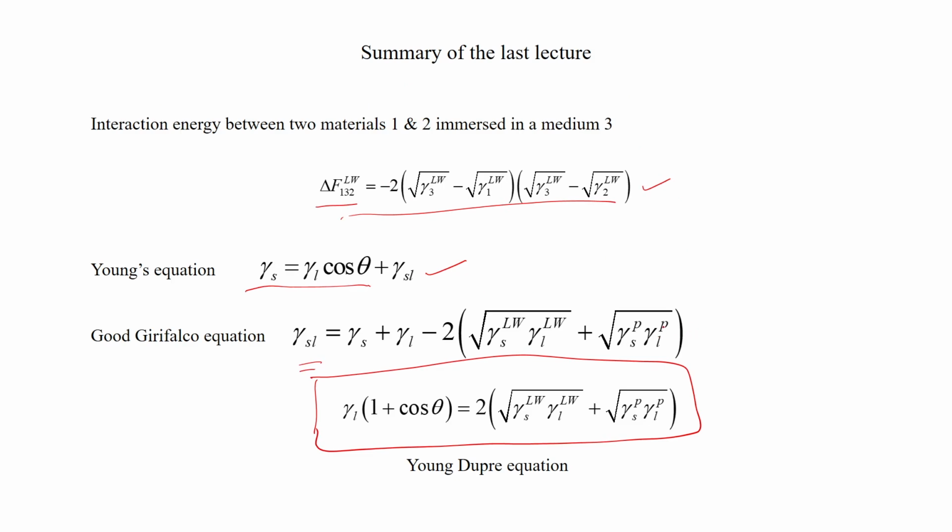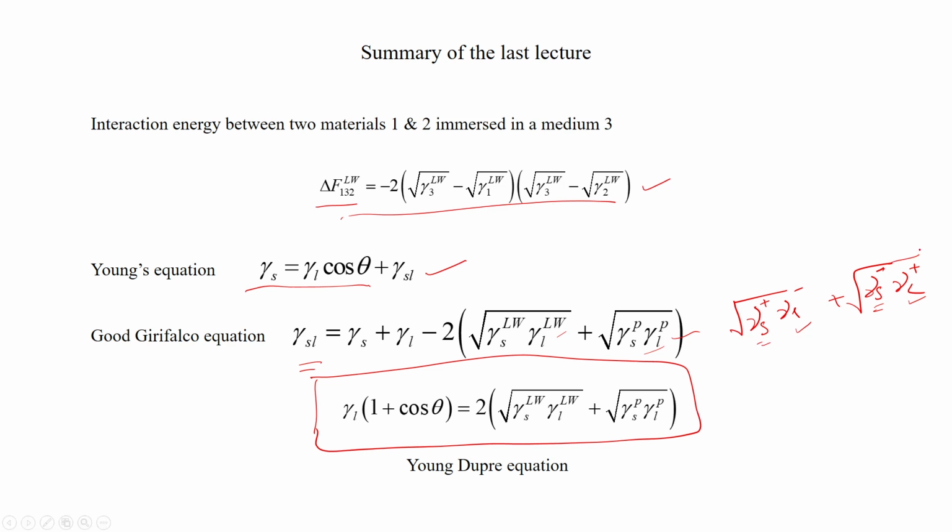Okay. So, here instead of this term you have to write gamma S plus, gamma liquid minus, and plus the square root of gamma S minus and gamma L plus. Okay. And so, there will be 3 unknowns now: gamma S plus, gamma S minus and gamma S LW. So, you have to use 3 liquids for which gamma L LW is known, gamma L minus is known and gamma L plus is known.